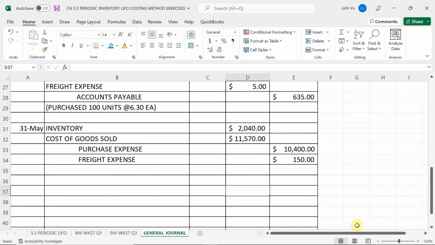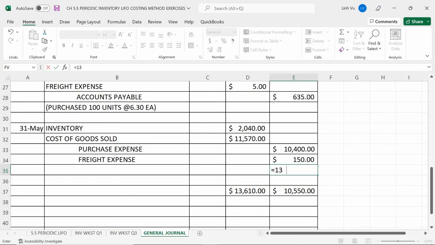So let's go ahead and run my formula real quick just to ensure my accounting is correct. So I have 13,610 on the left, and I have 10,550 on the right. I am missing a credit, right? Now let's determine what credit I am missing. Let me see, 13,610 minus 10,550. I'm missing exactly $3,060. And where have I seen this number before?